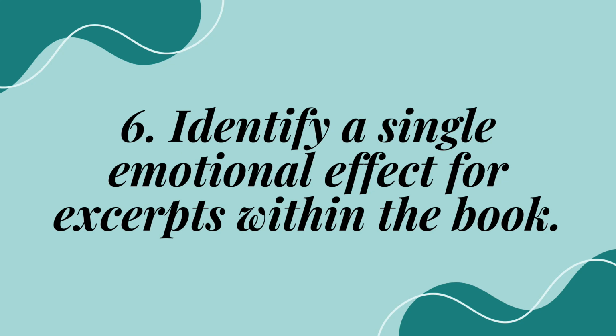My sixth tip is to identify a single emotional effect in an excerpt of the book. Edgar Allan Poe is well known for his single effect theory, in which he argued that a short story should leave a lasting emotional impression on the reader that can be summed up in a single word or phrase. For his short stories, that single effect was usually something along the lines of paranoia, guilt, or terror.